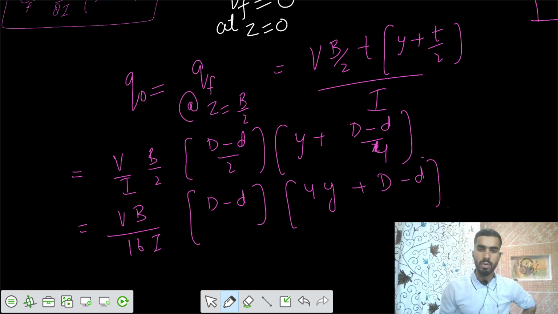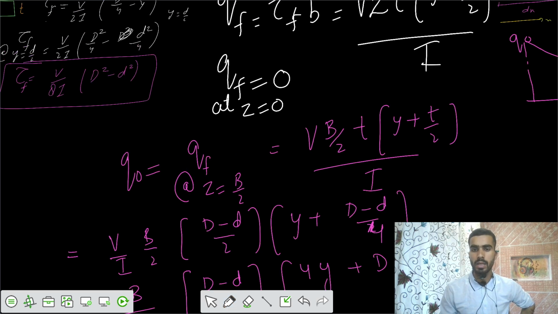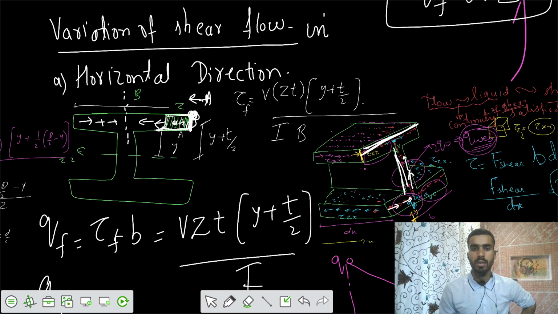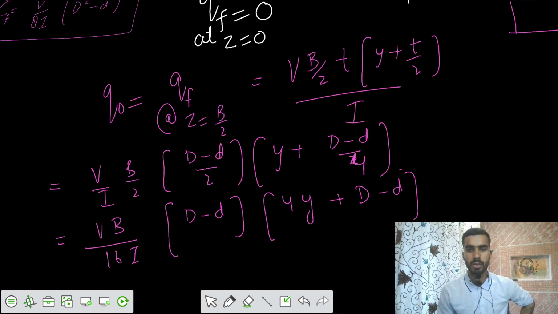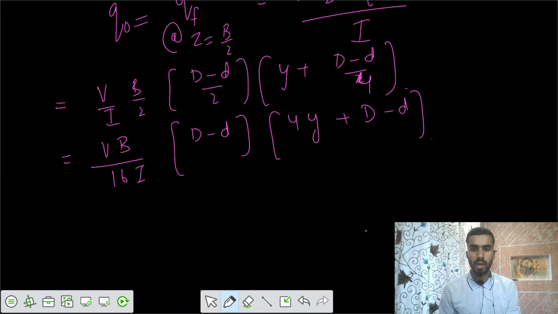Now the thing is that from the neutral axis you go to some point, some value of y. But what was the value of y? If you go to point A, which was at the bottom of that flange, your value of y would be equal to d by 2. So y equals d by 2.